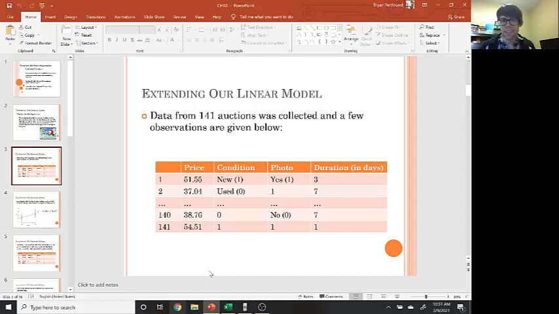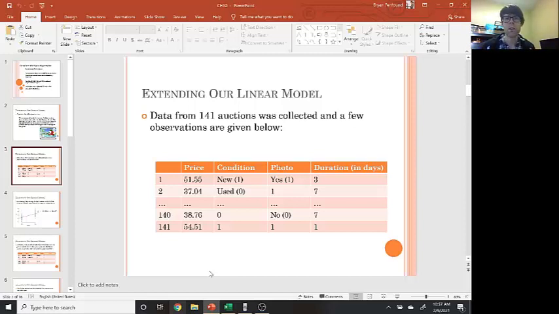But we actually are going to collect data on whether or not the online auction has a photo associated with it, as well as how long that online auction lasts in days. So we collect data from 141 auctions, and we get the following data chart here. Notice that under the condition and photo sections, we're essentially going to be writing down whether or not the condition is new or used. If it's new, we're going to label it with the number 1. If it's used, we're going to label it with the number 0.